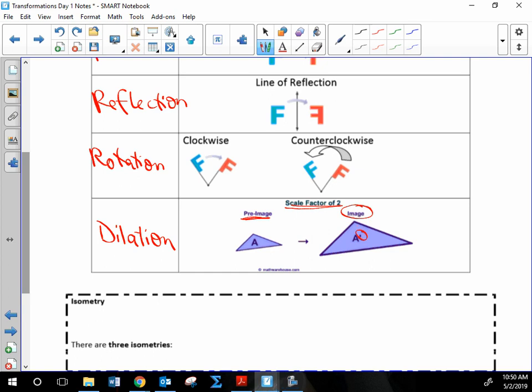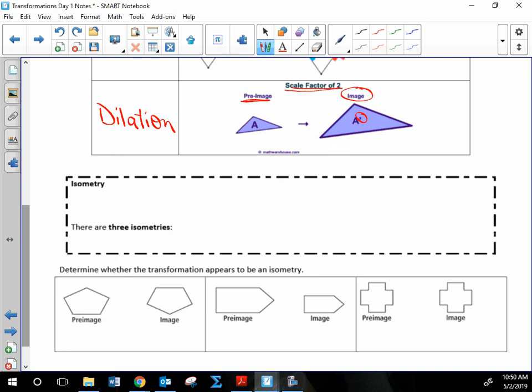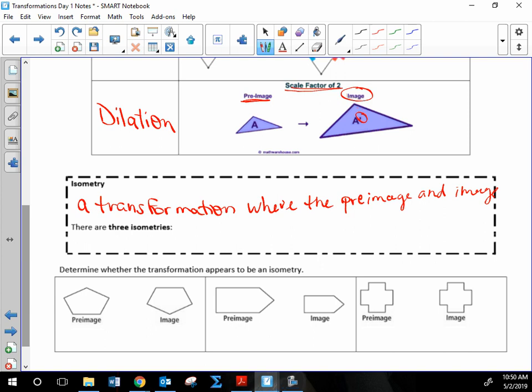Okay, and then this word isometry we've already talked about before. We never formally wrote it down. An isometry is a transformation where the pre-image and the image, so our starting shape and our ending shape, what's true about them? Good.